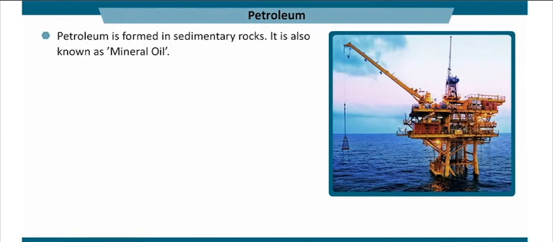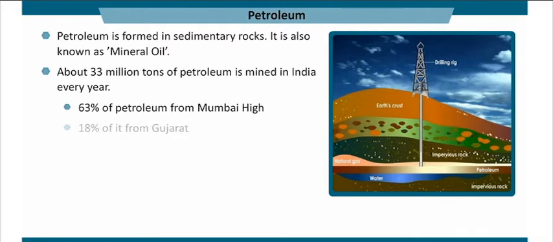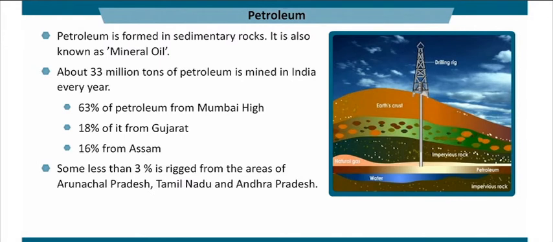Petroleum. Petroleum is formed in sedimentary rocks. It is also known as liquid gold. About 33 million tons of petroleum is mined in India every year. 63% of petroleum comes from Mumbai High, 18% from Gujarat, 16% from Assam. Slightly less than 3% is drilled from the areas of Arunachal Pradesh, Tamil Nadu and Andhra Pradesh.